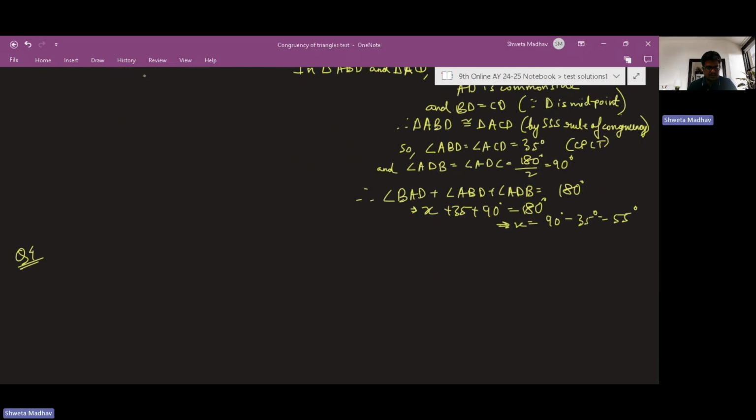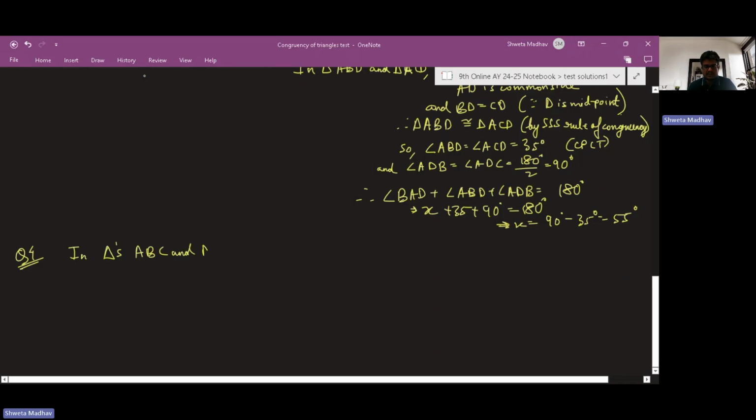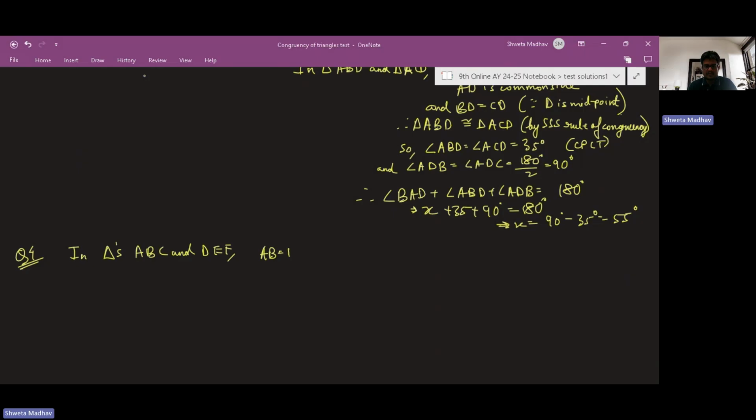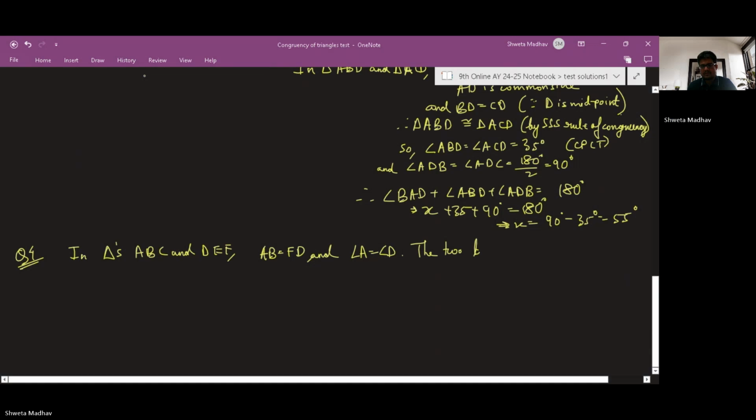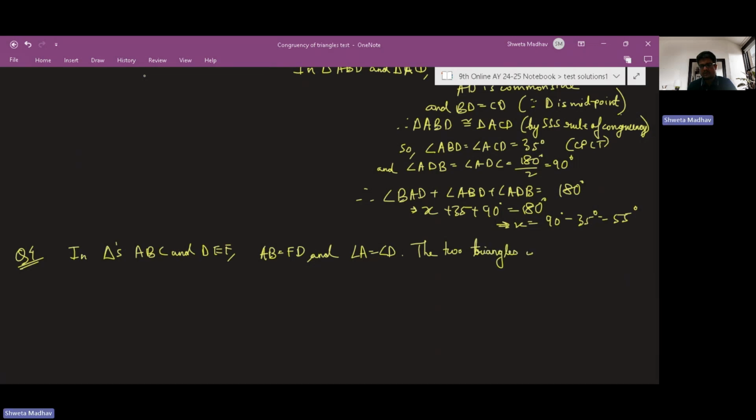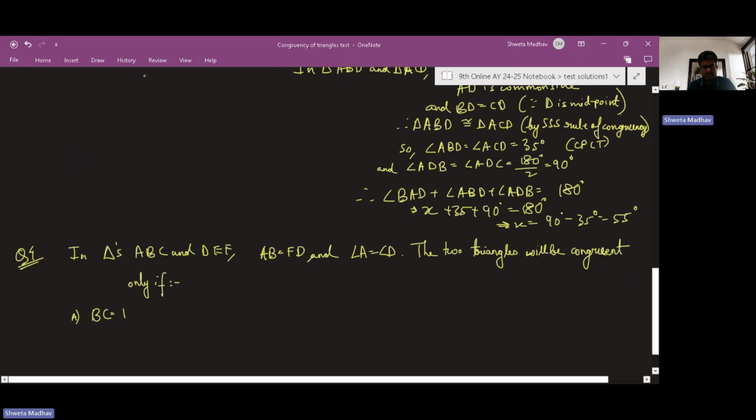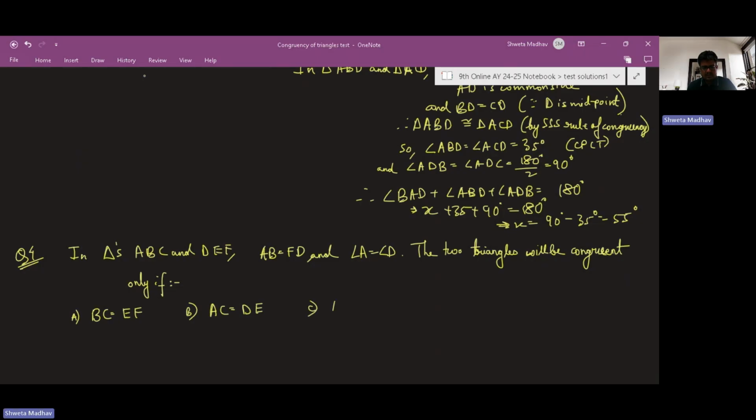Then in question number 4, it's told that in triangles ABC and DEF, AB is equal to FD, and angle A is equal to angle D. The two triangles would be congruent only if: A, BC is equal to DF; B, AC is equal to DE; C, AC is equal to EF; D, BC is equal to DE.